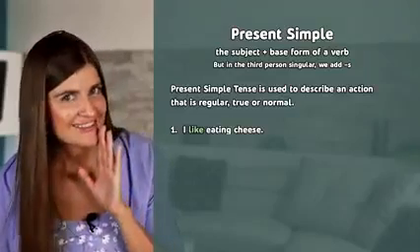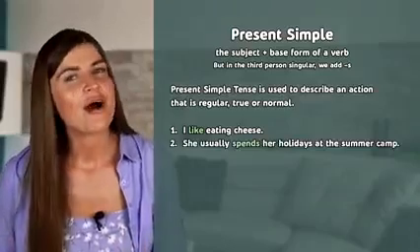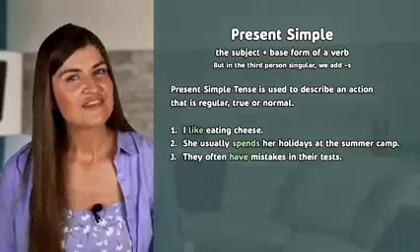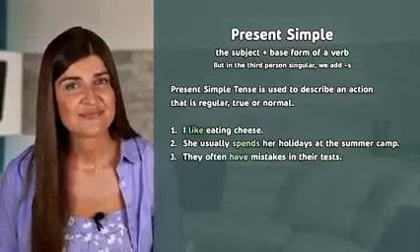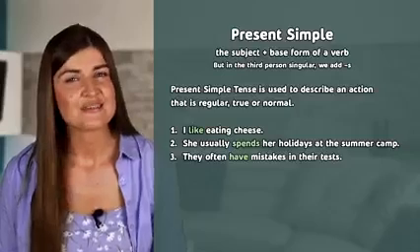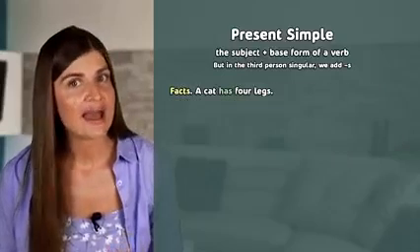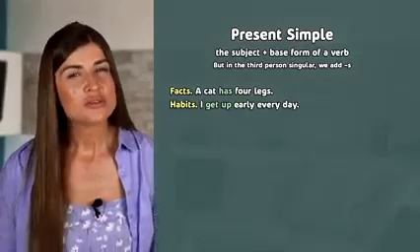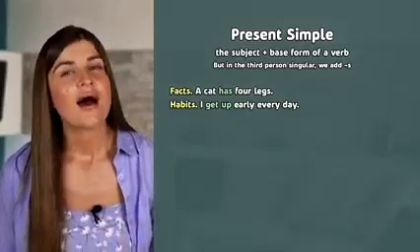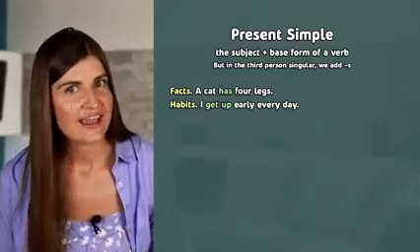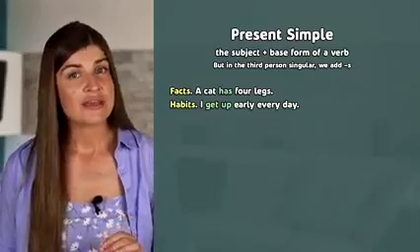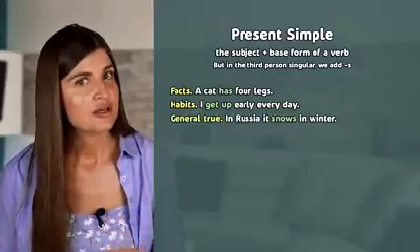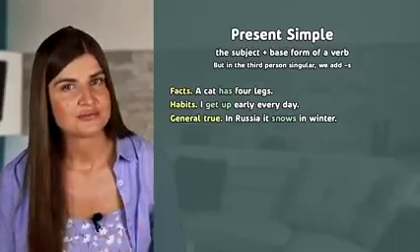I really like it. She usually spends her holidays at the summer camp, or they often have mistakes in their tests. We use the present simple when we talk about facts. A cat has 4 legs. When we talk about habits, I get up early every day. When we describe things that are generally true, for example, in Russia, it snows in winter.